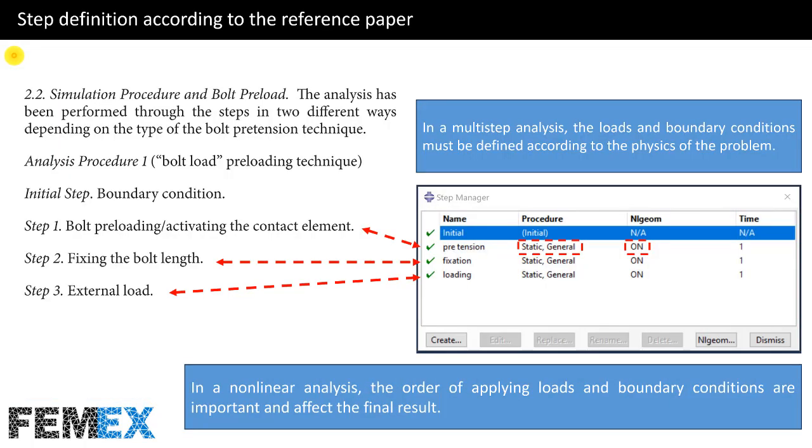Now I'm gonna talk about step definition according to the reference paper. Here we have section 2.2 of the reference paper, which is about simulation procedure and bolt preload. In the first procedure, which is named bolt load preloading technique, 3 steps must be defined. The first step is bolt preloading, activating the contact element. The second step is fixing the bolt length, and the final step is applying external loads.